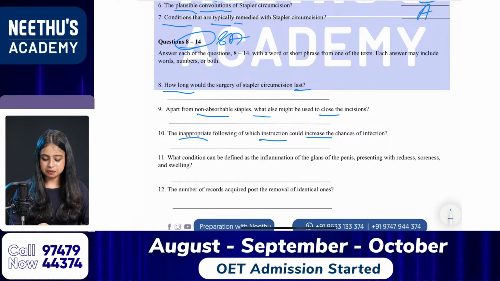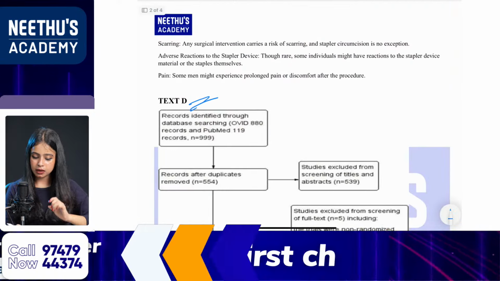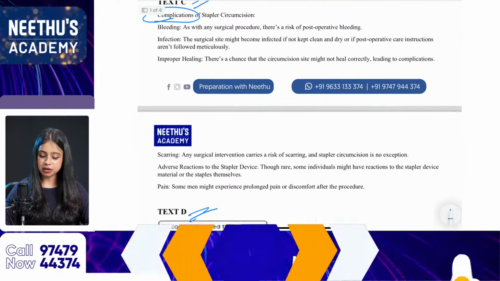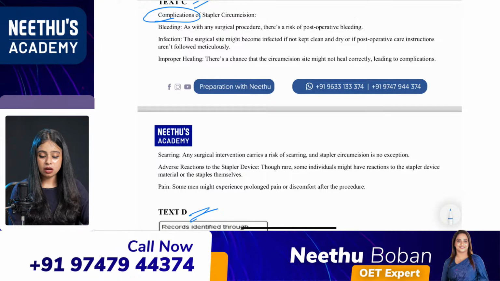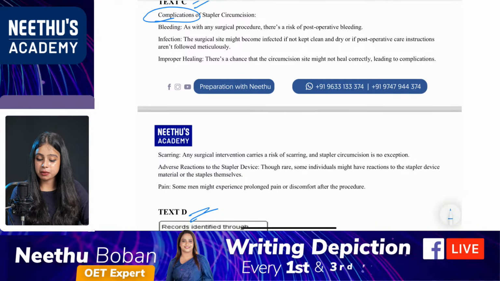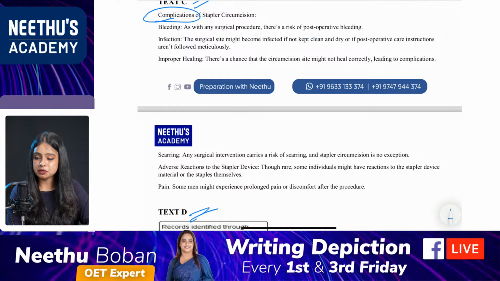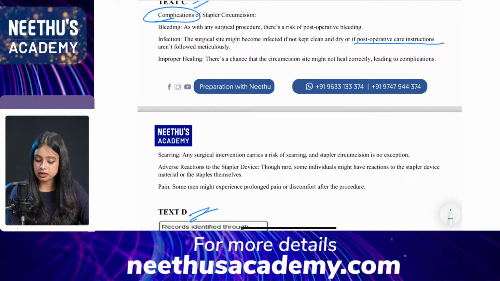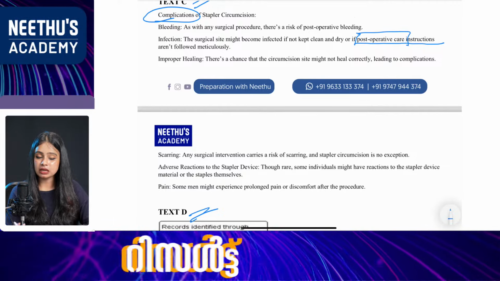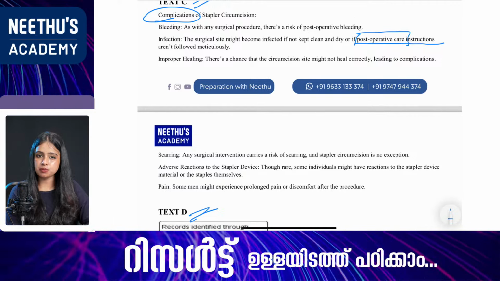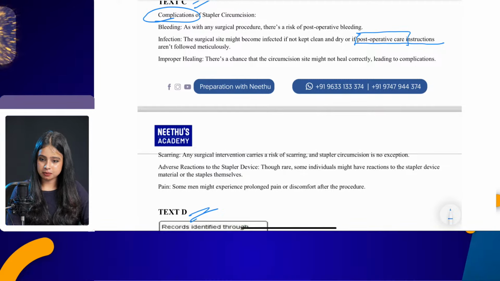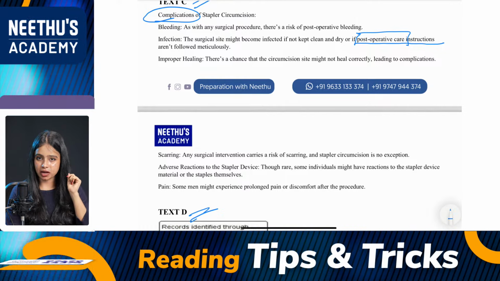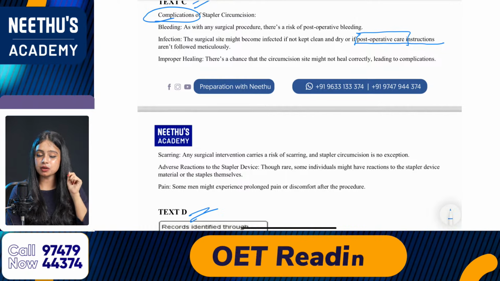Okay, so answer is from text C. So that is a hyphenated word there. Infection, the surgical site might become infected if not kept clean and dry, or if post-operative care instruction. So answer is post-operative care from text C. Okay, so answer should be post-operative care. So when you write it, post-operative care should be there.